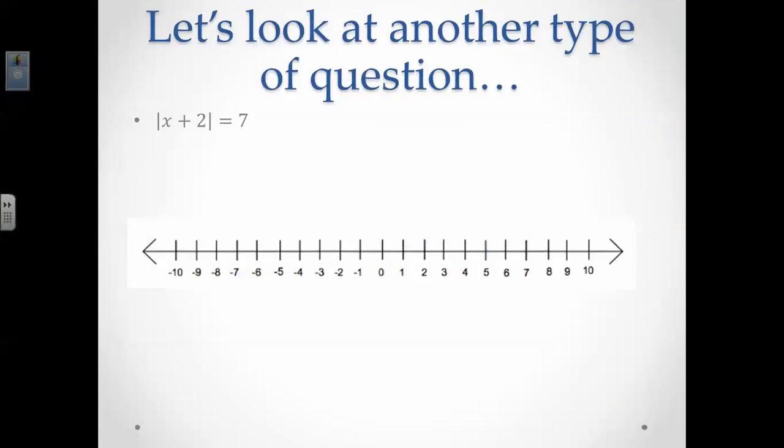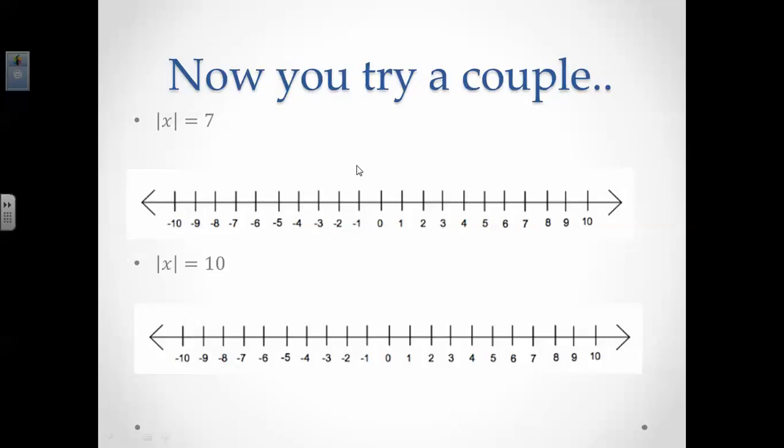Now, after a little bit of delay, it's your turn. Try these two real quick. Pause the video and then come back on, and then I'll have two more for you to wrap up today's lesson. Let's check out and see how you did.